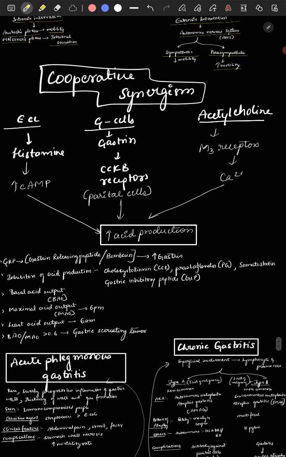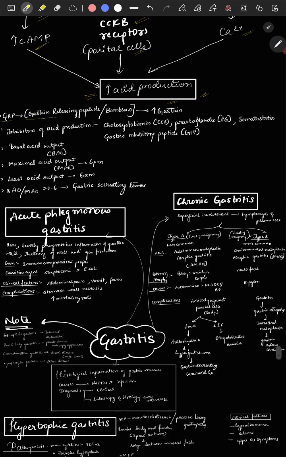Cooperative synergism. Enterochromaffin like cells secrete histamine which increases the cyclic AMP causing increased acid production. G cell produces gastrin which stimulates the CCKB receptors in the parietal cells and increases the acid production. Acetylcholine stimulates M3 receptors which increases the calcium level which causes increased acid production. GRP, gastrin releasing peptide or bombesin, also increases acid secretion.